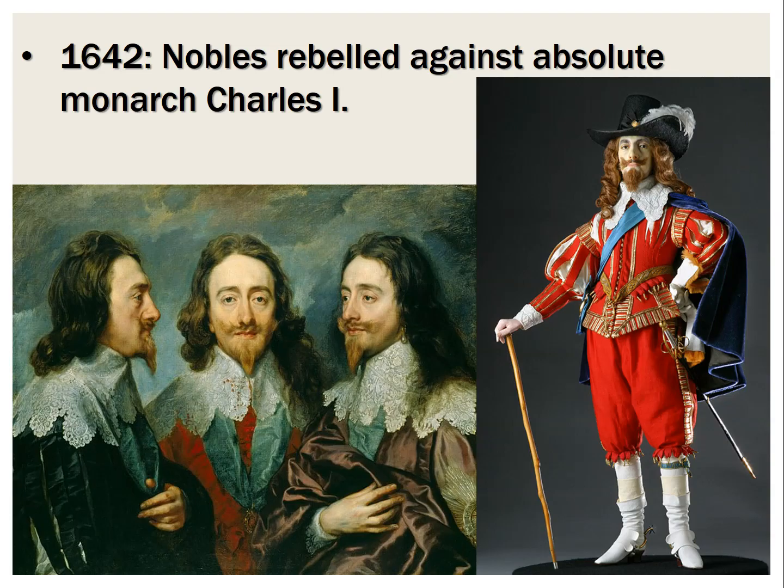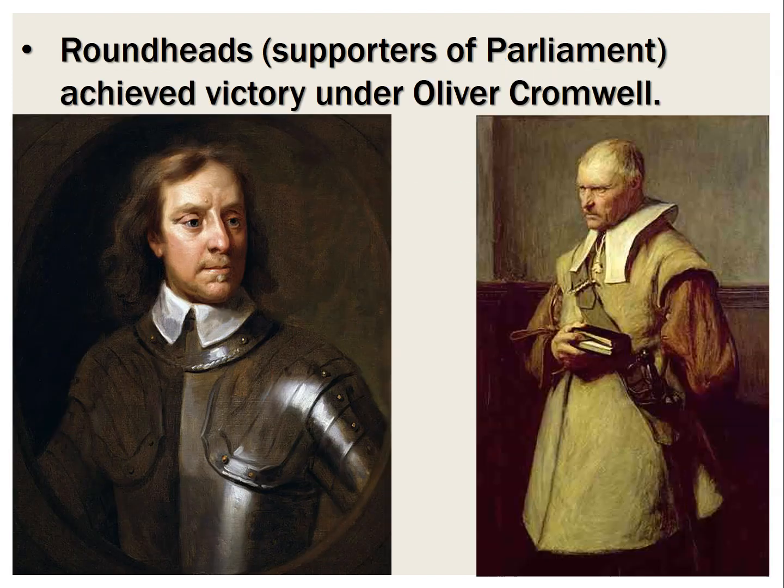So we're going to jump from 1215 all the way up to 1642. And by 1642, England is being ruled by an absolute monarch named Charles I. You can see Charles I there. And like King John back in 1215, King Charles I is going to find himself facing a rebellion largely from the nobility. And once again, it has to do with taxes and rights that the monarchy was not respecting of its people.